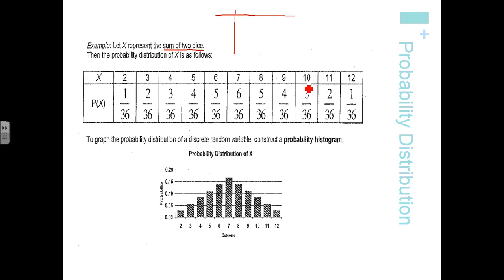Here is a list of possible x values. Sums are 2, 3, 4, and so forth. And so there are your probabilities, and they again add up to 1. And so here's our probability distribution and histogram. Notice again, these bars are not touching. Usually in a histogram they do touch.